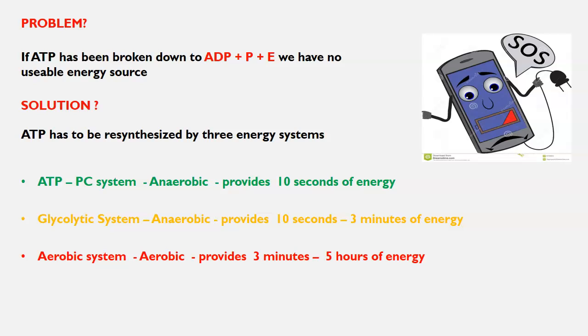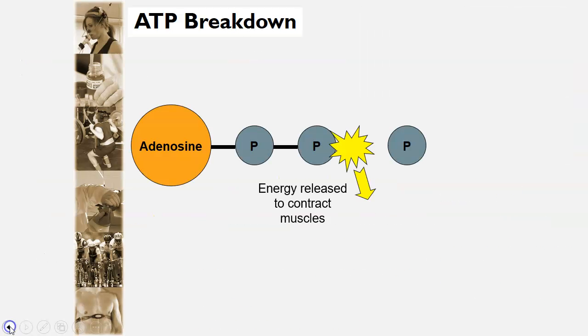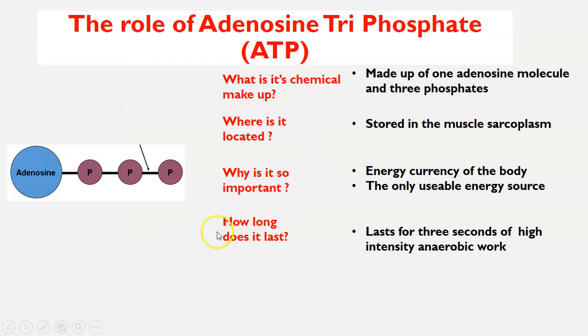So the main focus of this screencast has been ATP and the breakdown of ATP. In lesson we're going to go through this, but then we're going to go on to the energy systems, and we have 3 energy systems: the ATP PC system, glycolytic system, aerobic system. Get good key notes on this. Specifically, make sure you know what ATP is, where it is located, why it's so important, and how long it lasts for. This is the key stuff for the lesson.